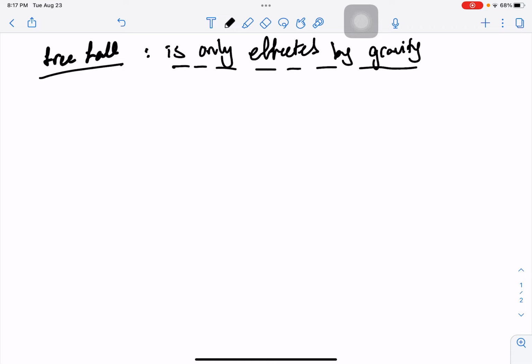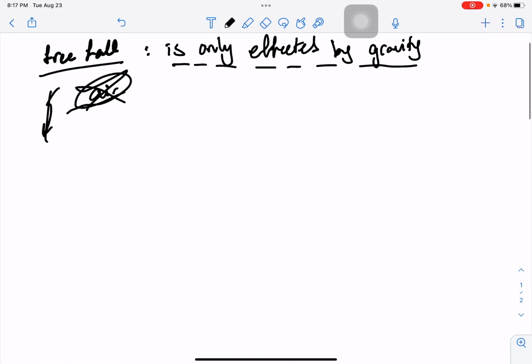Of course, there's going to be air resistance, okay? But we're going to eliminate that perception. So we're going to assume that there's no air resistance when the object is falling. So okay, for example, we have this question.